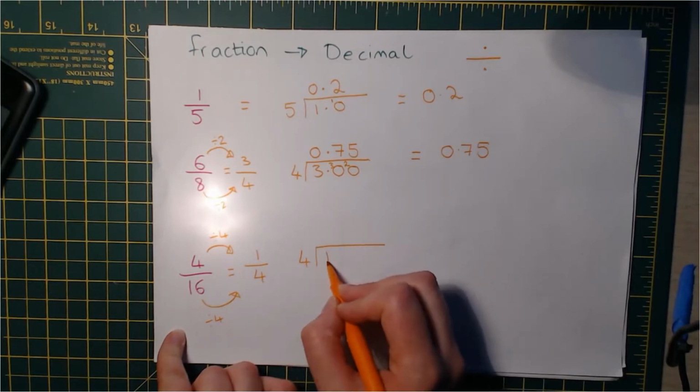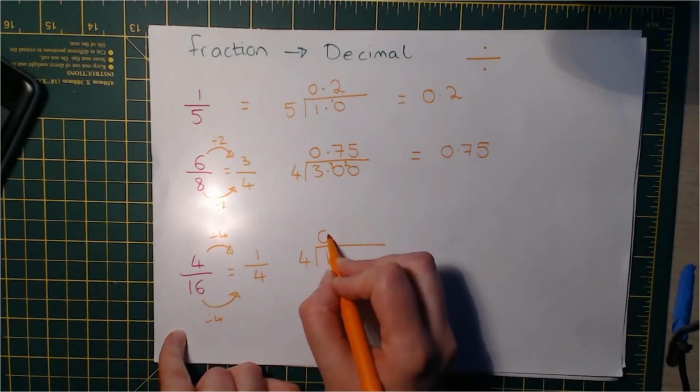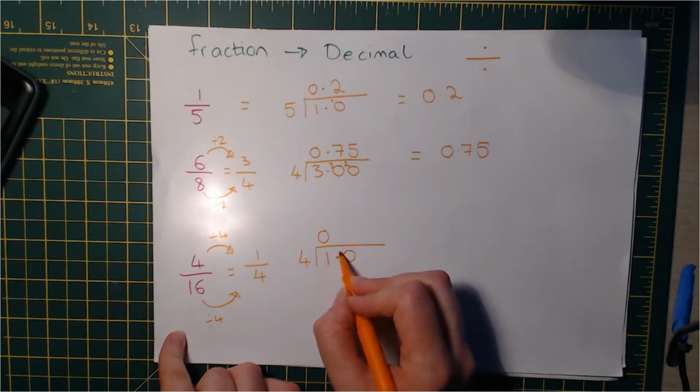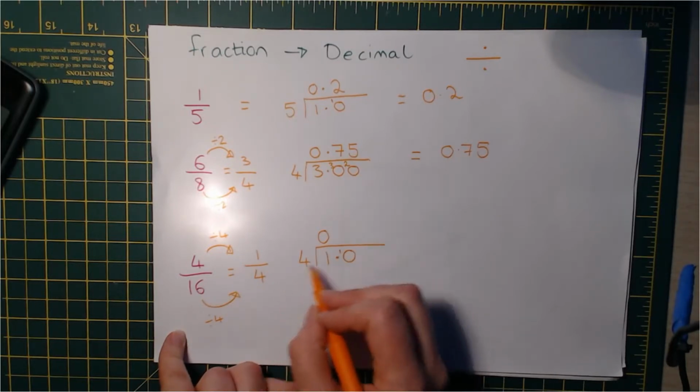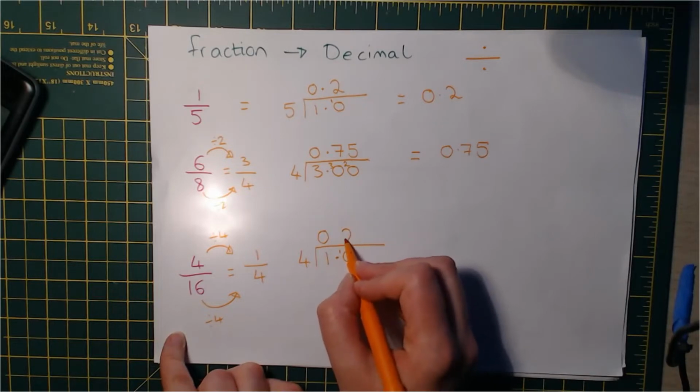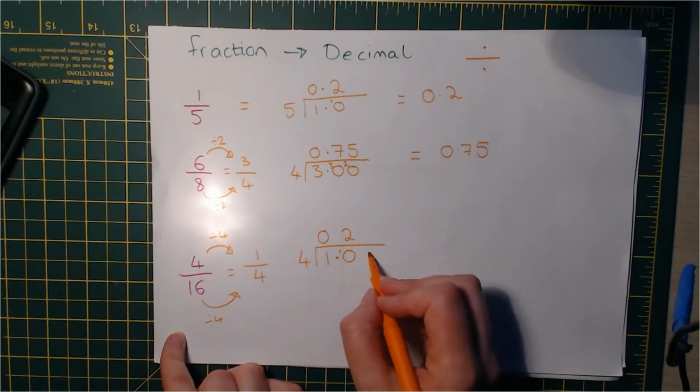So 4's into 1 doesn't go. Pop a 0. We're going to turn the 1 into a 1.0 with a 1 carried over. So 4's into 10. Well, 4 times 2 is 8. And we can't go any higher, so we're going to put the 2 up here. And that leaves us with a remainder of 2.